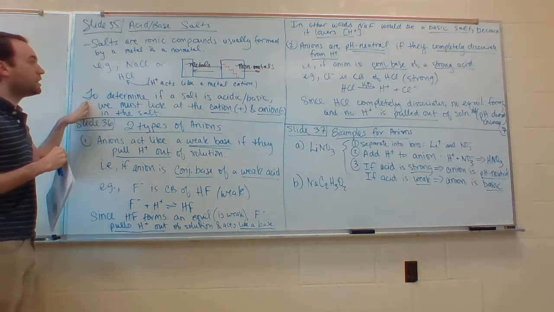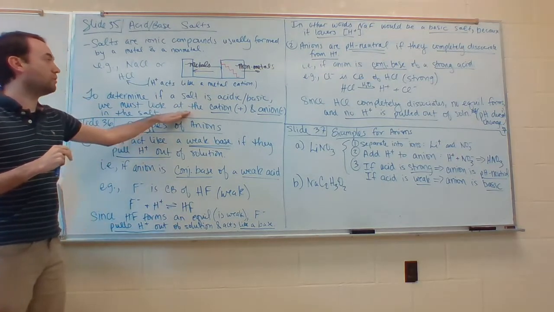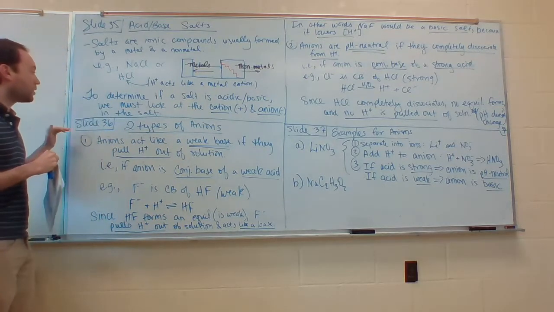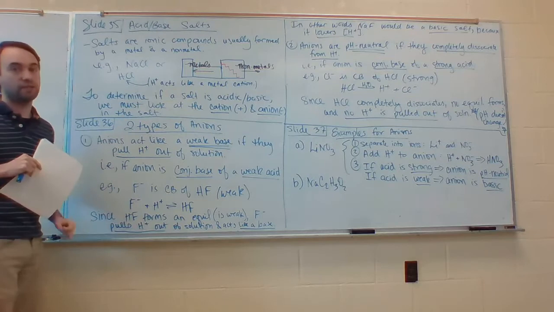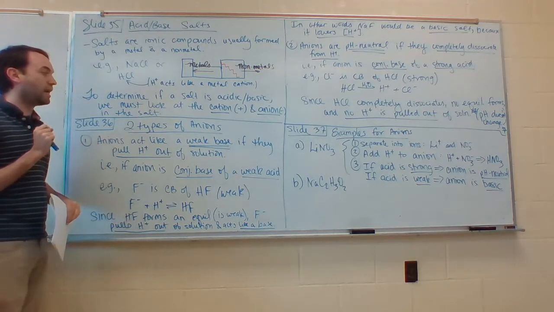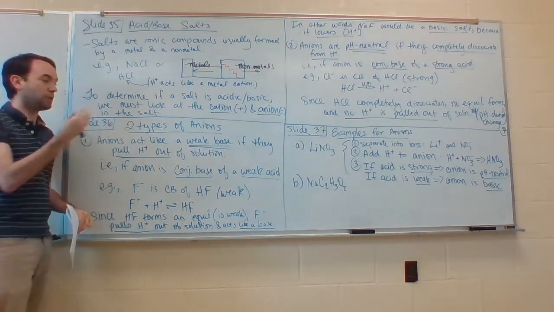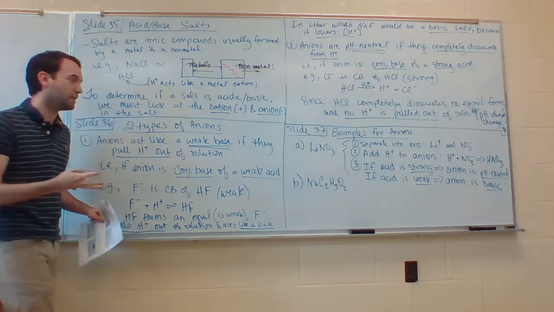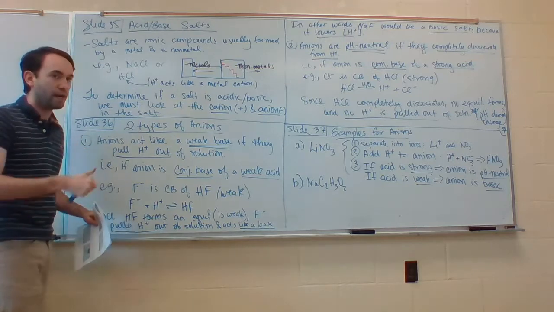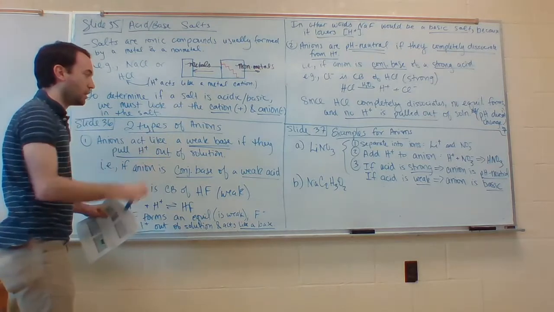Okay, now to determine if a salt is acidic or basic, we're going to look at those two ions, the cation and the anion, in the salt. Okay, now going on to slide 36, we're going to have two different types of anions. The first type are going to be anions that act like a weak base, and those are going to act like a weak base if they pull H plus out of solution. And that should sort of make sense. If we pull H plus out of solution, then that means that we are going to raise our pH. Okay, we're going to lower our concentration of H plus, which raises our pH.